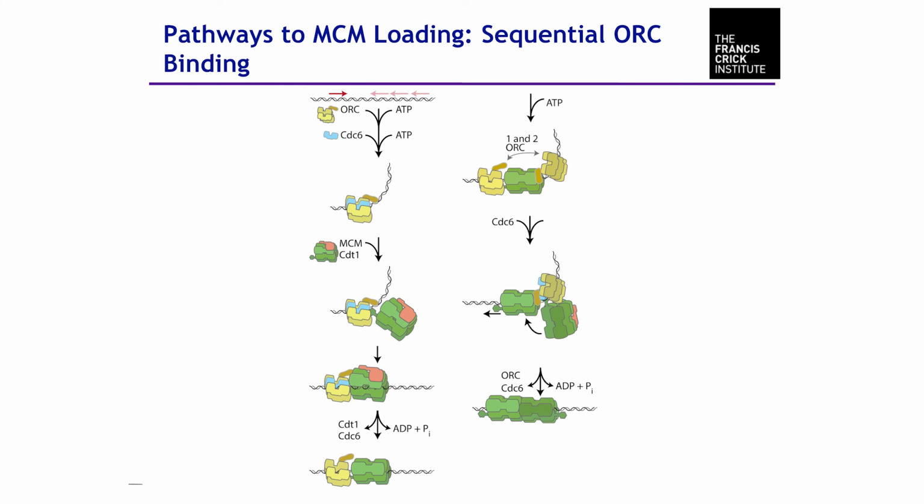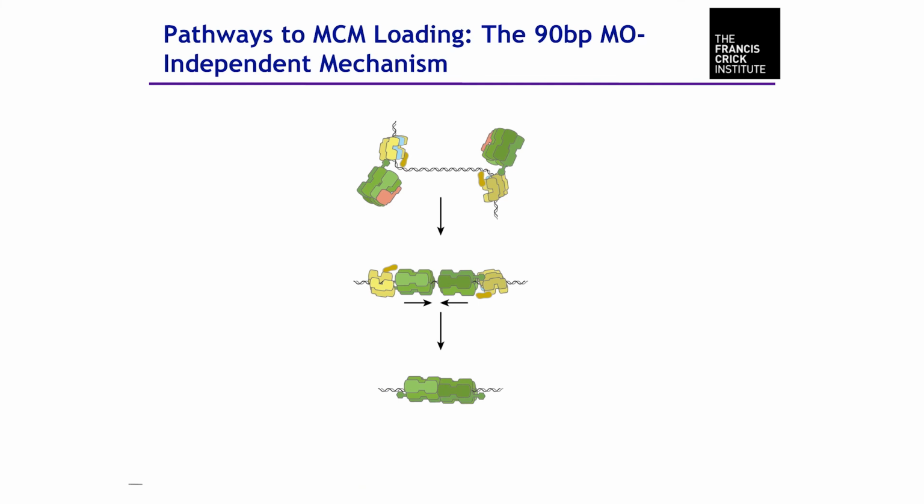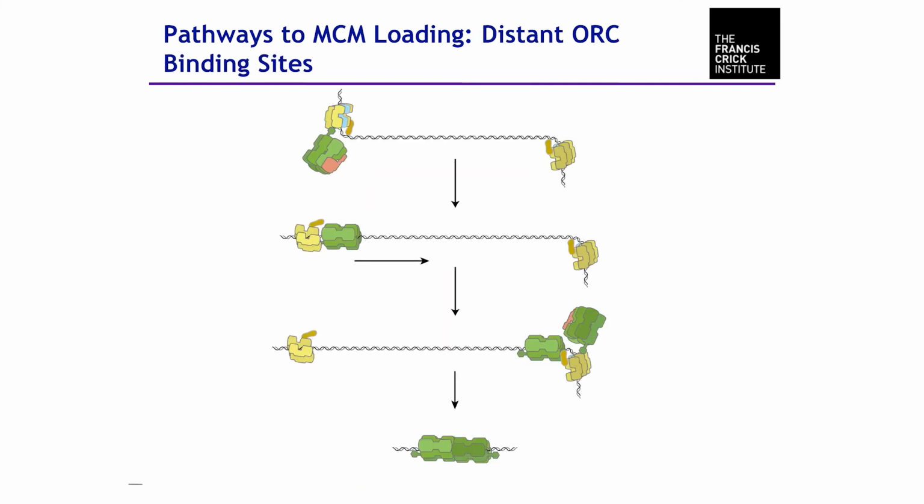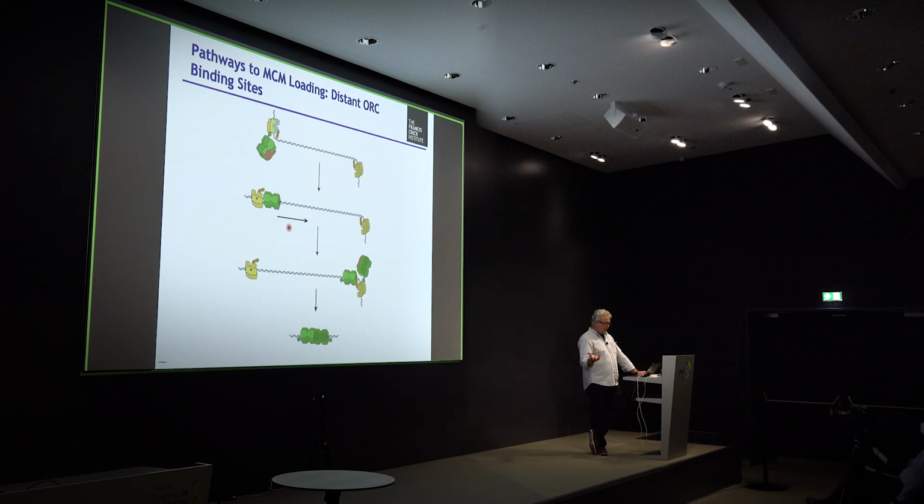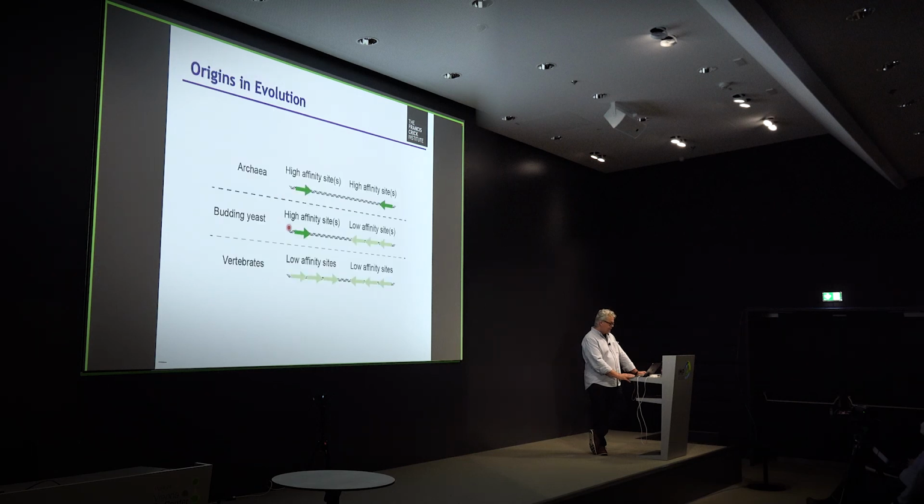And so I think this is telling us this and lots of other things, is that actually the loading of the double hexamer is quite a flexible pathway. You can have this sequential loading, which is what I showed you for RS1. You can have this 90 base pair MO independent mechanism, which I've shown you, and you can probably, we haven't investigated this as much, but there's probably some kind of a pathway when the sites are far apart that involves translocation of at least one of the MCM hexamers on DNA.